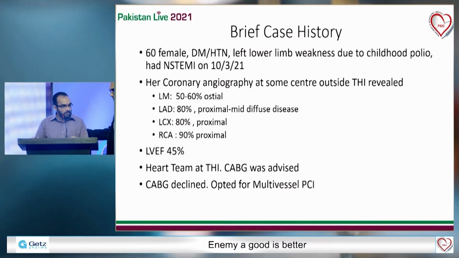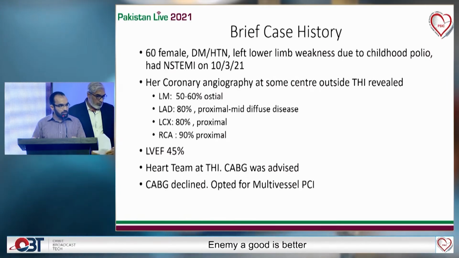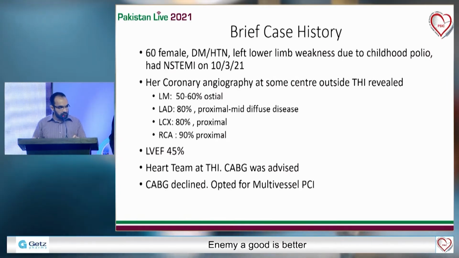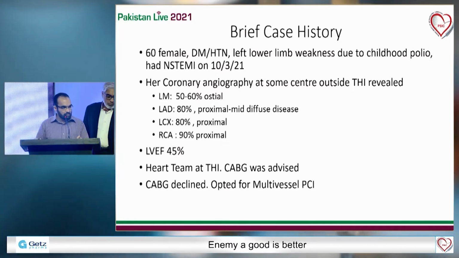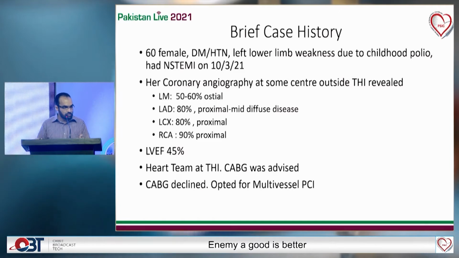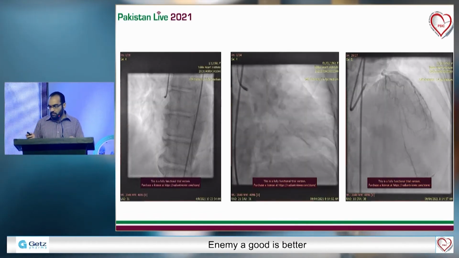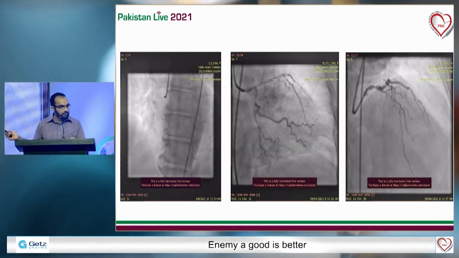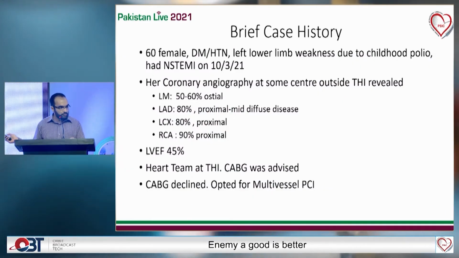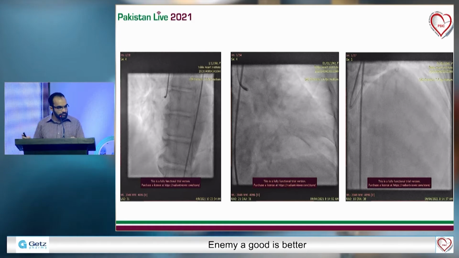2021. Her coronary angiogram at a center outside Tabba Heart Institute revealed left main 50 to 60%, LAD severe proximal to mid disease, severe proximal disease in the RCA, EF was 45%. Heart team was done at Tabba Heart Institute and CABG was advised, but the patient and the family declined the CABG and opted for the option of multivessel PCI.